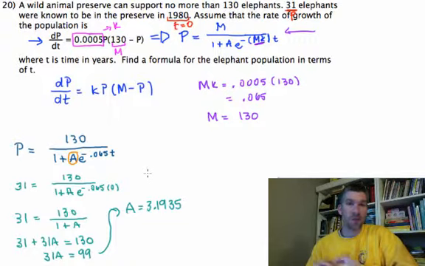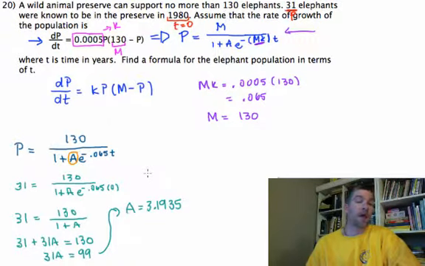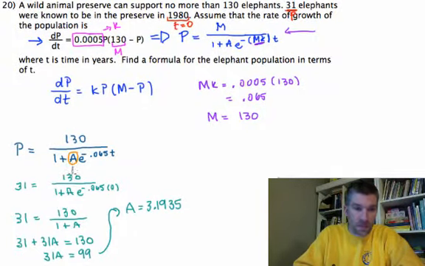Well, if I'm going to come up with a model, a formula that tells me elephant population, I need P to be a variable and t to be a variable, because I want to be able to go, okay, 25 years after 1980, what happens? Or 30 years after 1980, what happens? Or how long will it take for my population to reach 129? So I can get a formula from that. And the only thing missing is A, which we just discovered.